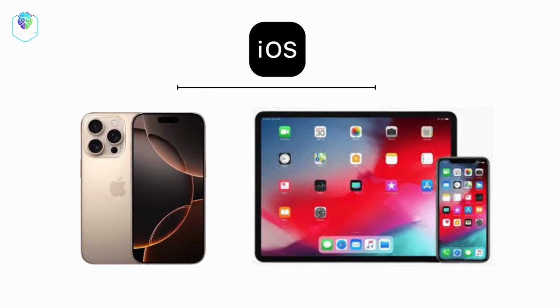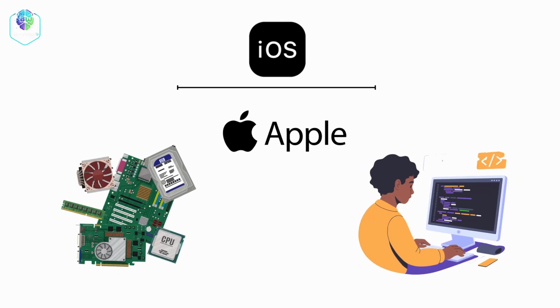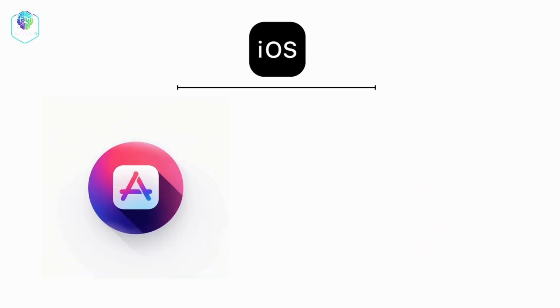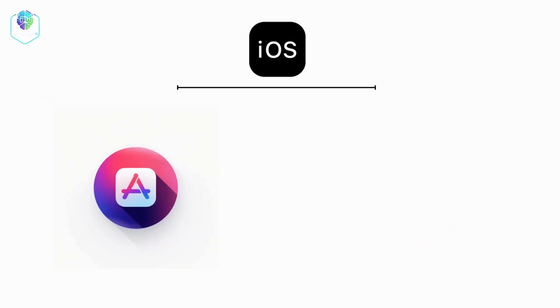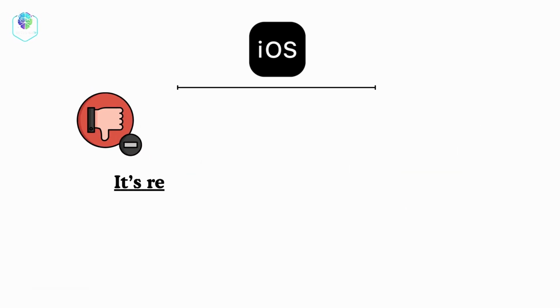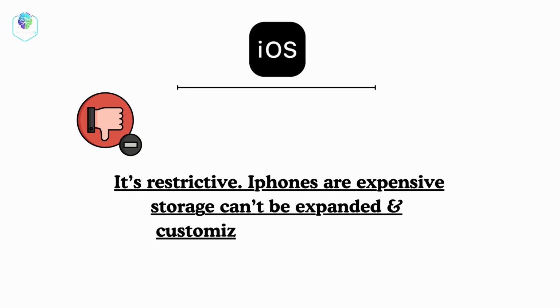iOS, Apple's mobile OS, powers iPhones and iPads. Since it only runs on Apple devices, Apple controls both hardware and software, making it stable, secure, and well supported for years. The App Store is curated, apps often launch first on iOS, and it integrates perfectly with other Apple products. Downsides? It's restrictive, iPhones are expensive, storage can't be expanded, and customization is limited.